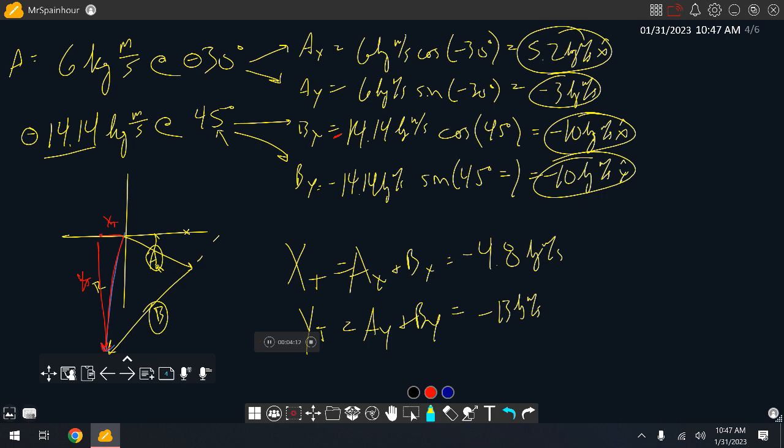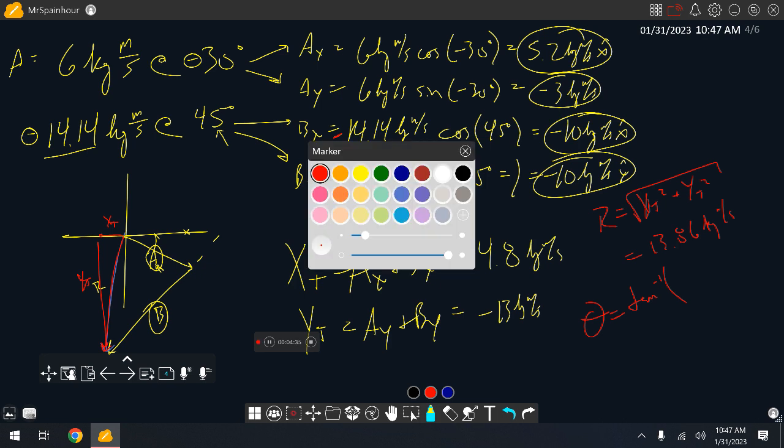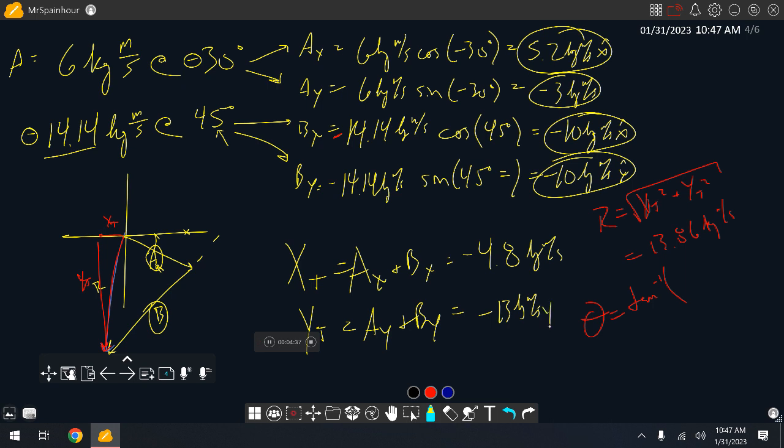So you can see I have an x and a y, I have a right triangle, so I'm going to go ahead and use the Pythagorean theorem. R is equal to the square root of x total squared plus y total squared. I'll let you plug these numbers in, but I already know the answer is 13.86 kilograms meters per second, and the angle is the inverse tangent of y over x. Has to be y over x. Ooh, screwed up here. I did not put my x hat and y hat on these, which potentially can lead to problems. So my bad.